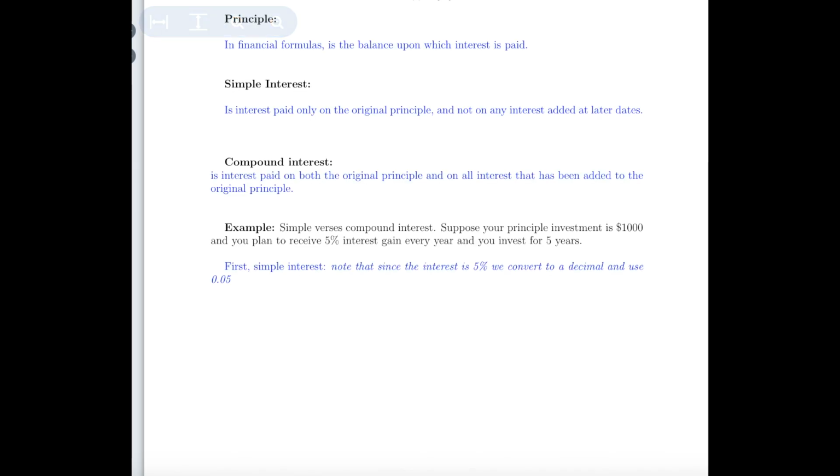What is important to note is that whenever we are calculating interest or any sort of money problems where we're given a rate, we always convert that rate into a decimal. We never use the whole numbered percent. So instead of using 5%, we're going to convert to a decimal, 0.05.